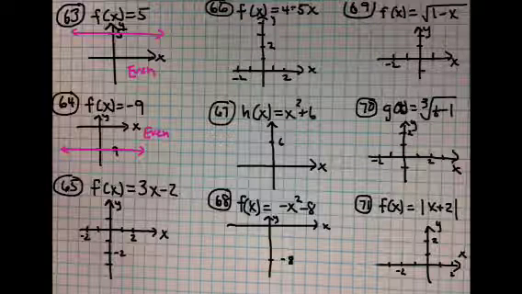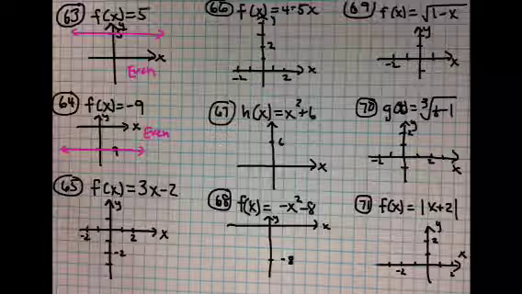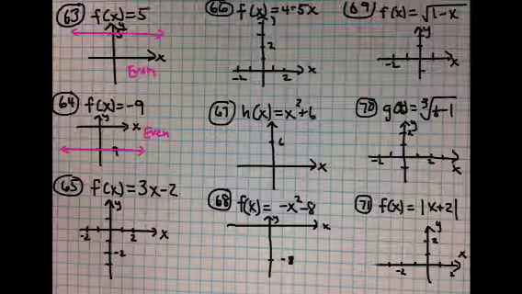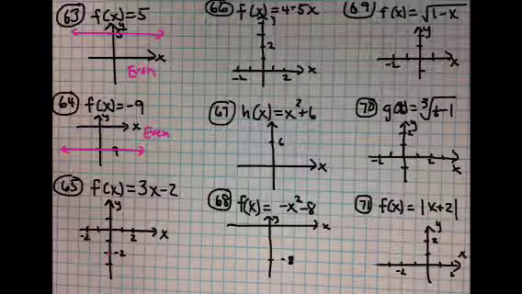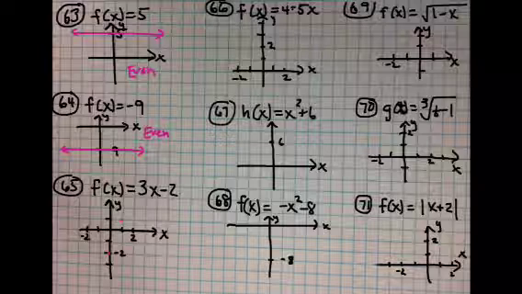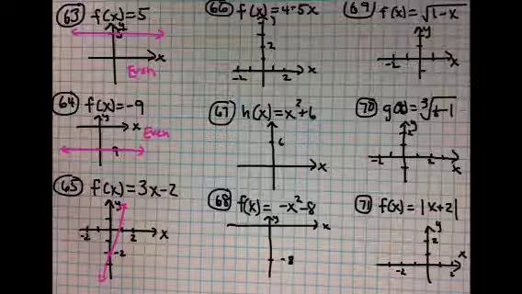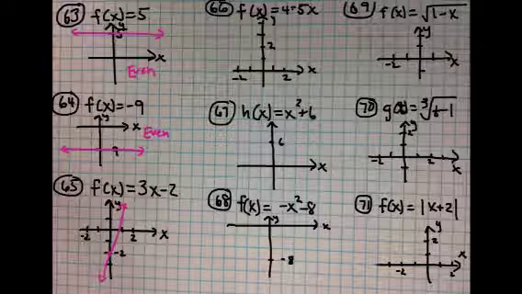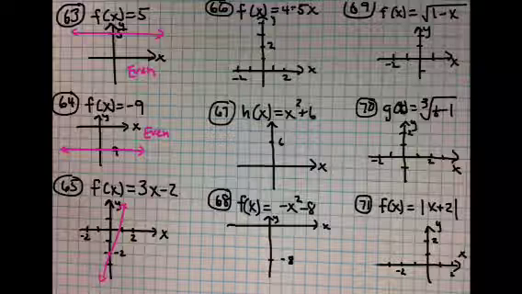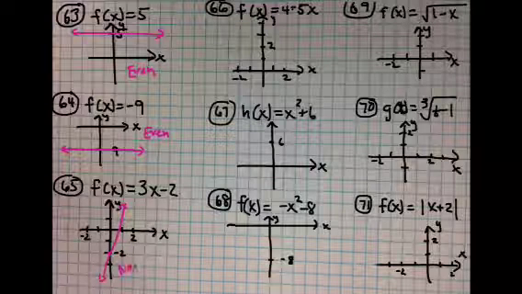Number 65 is a linear function. It's a line. The slope is 3. The y-intercept is -2. So if I have a dot here, go up 3 over 1. So it goes down like this. So as you can see, it's not symmetric with respect to the y-axis, and it's not symmetric with respect to the origin. So this one is neither.